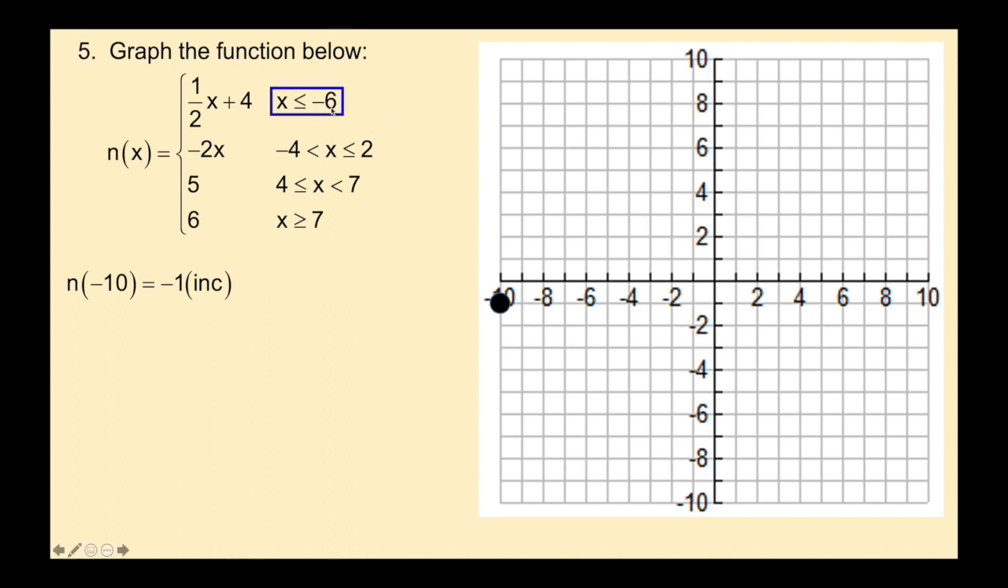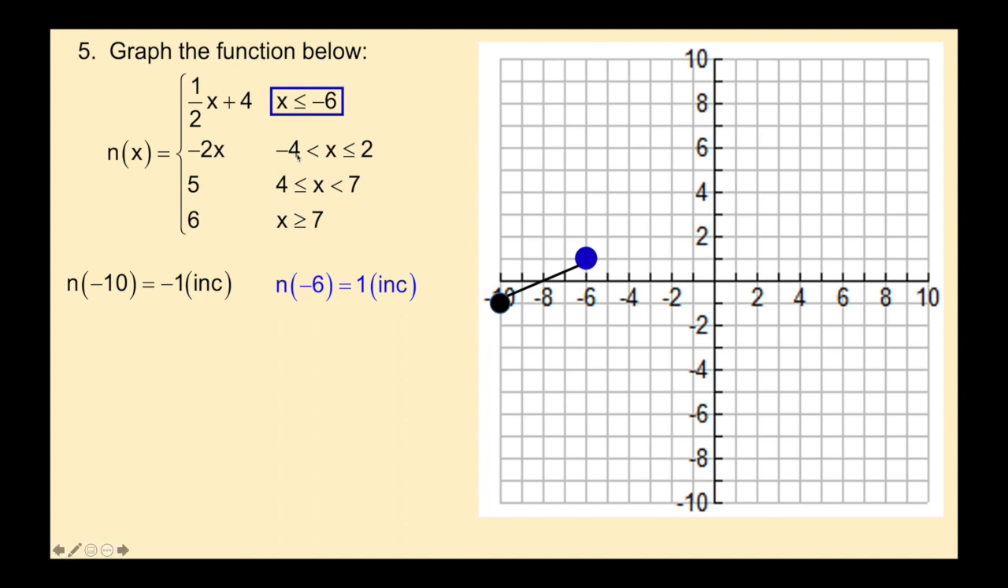Next, when I plug in negative 6, half of negative 6 is negative 3. Negative 3 plus 4 is going to give me 1. That's going to be included because it has the equal sign in it. So now I can plot a point at negative 6, 1, and I can connect that piece. I move on to my next piece.